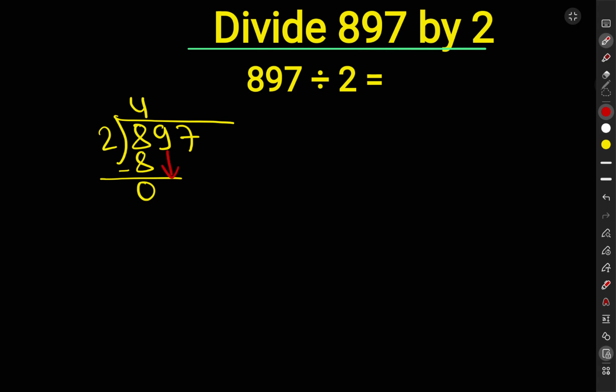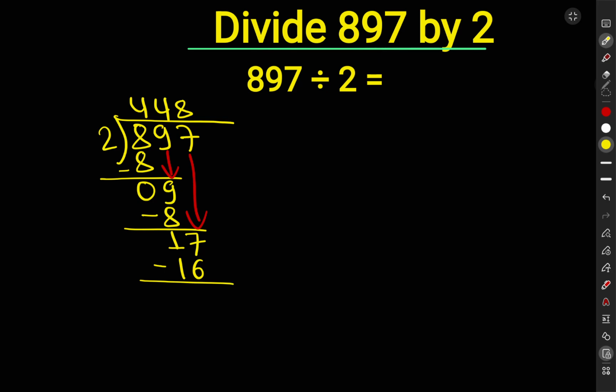So now we put down this 9 and 2 times 4 is 8. On subtracting we get 1. So again we put down this 7 and it is 17. So 2 times 8 is 16. On subtracting we get 1.